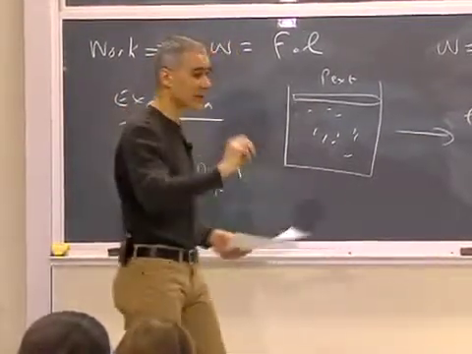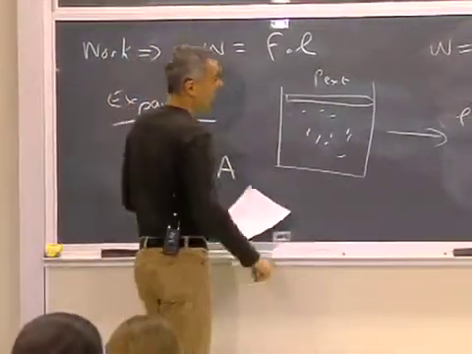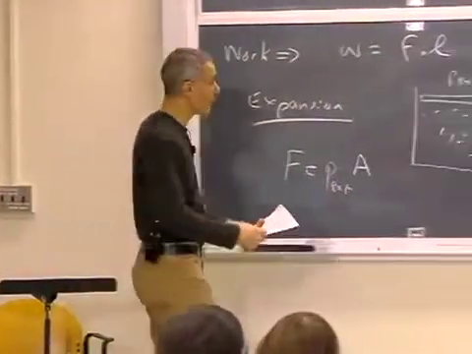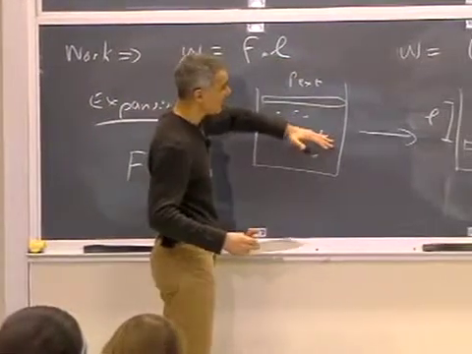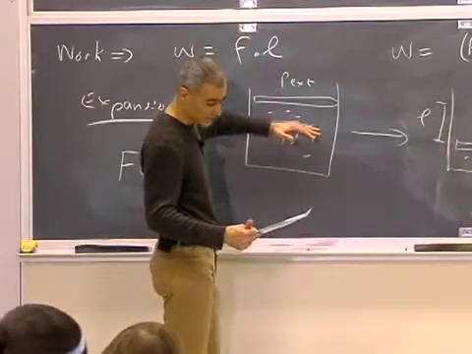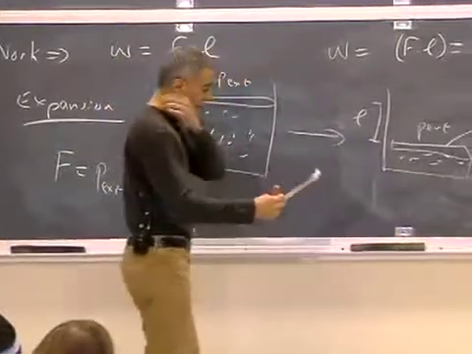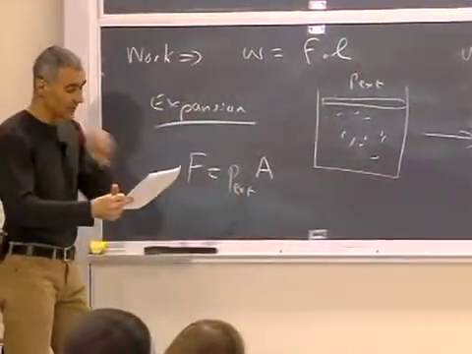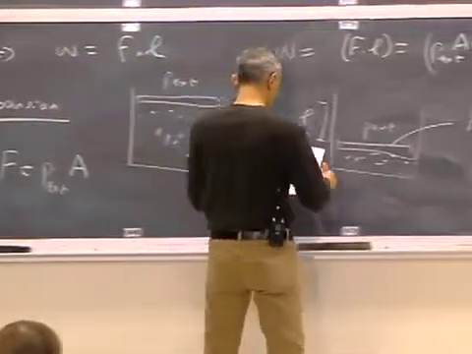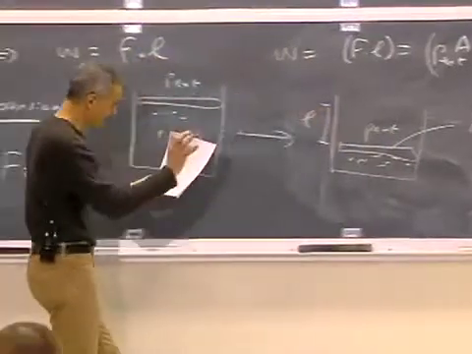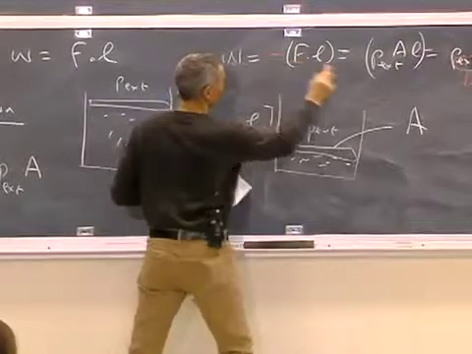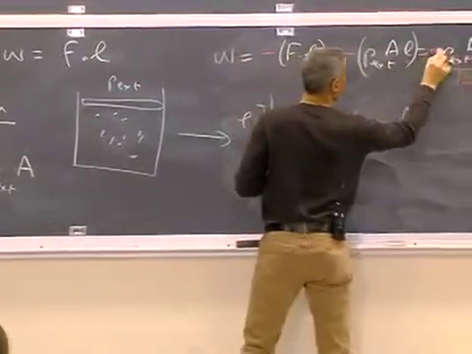But we're going to pick one, and we're going to stick to it, which is that if the environment does work on a system, if we push down on this thing and do work on it to compress it, then we call that positive work. That means we need to put a negative sign right here by convention.